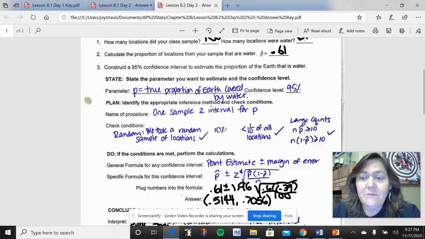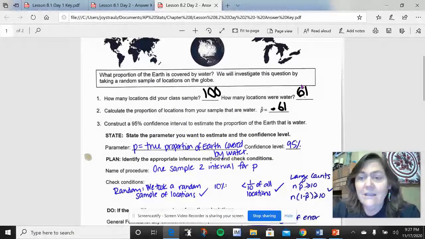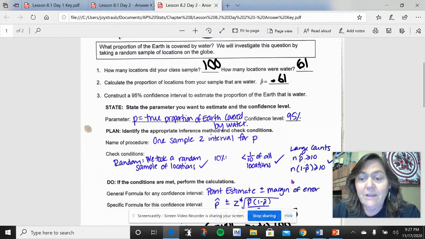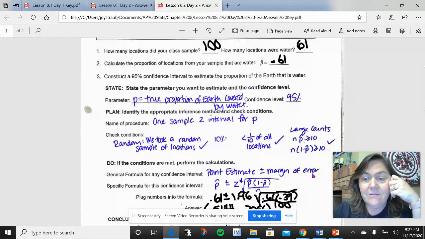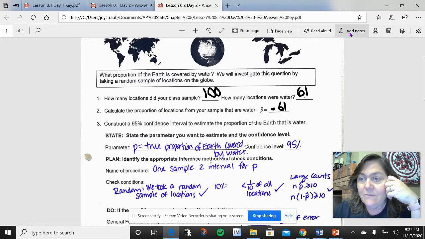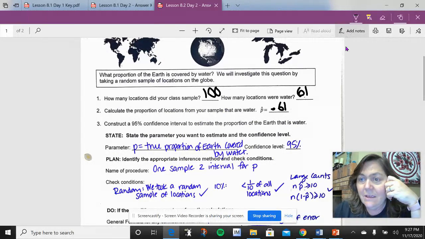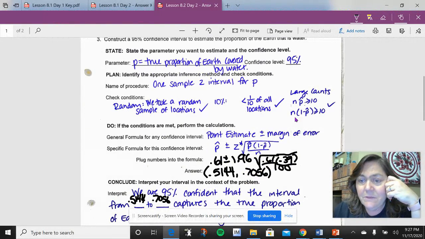And then the large counts. Did you do n p-hat? So with 100, our large counts would be 61 and 39, for n p-hat and n times 1 minus p-hat. I guess I should have put that note there. Add note. So this would be 61, and this would have been 39. Right? Okay.